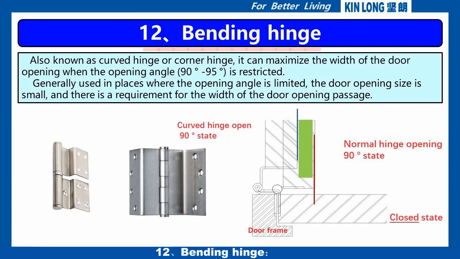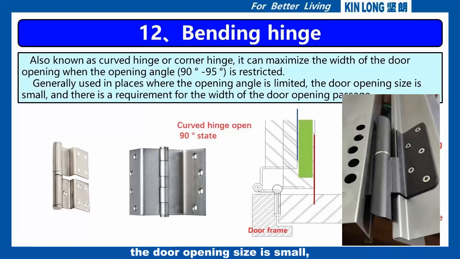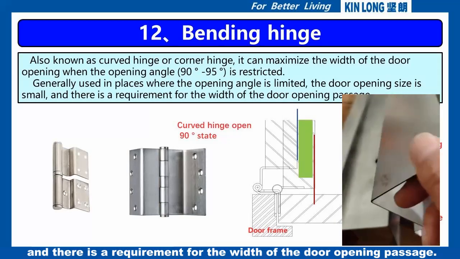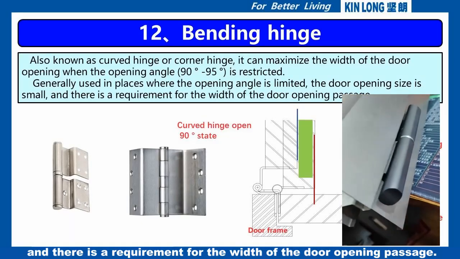12. Bending hinge. Also known as curved hinge or corner hinge, it can maximize the width of the door opening when the opening angle, 90 to 95 degrees, is restricted. Generally used in places where the opening angle is limited, the door opening size is small, and there is a requirement for the width of the door opening passage.